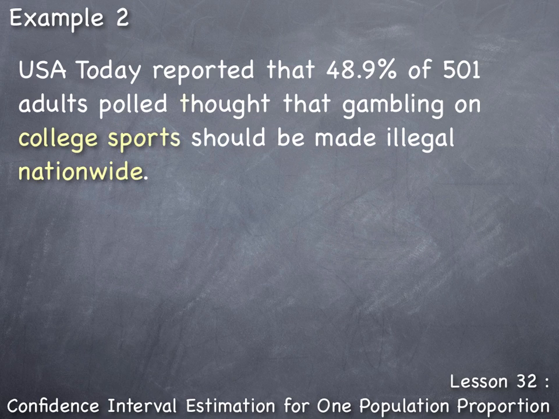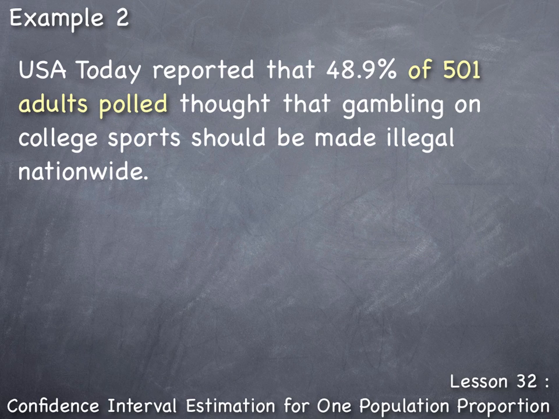When we're told that 48.9% thought that gambling on college sports should be made illegal nationwide, we were given the sample proportion, p hat. Thus, p hat equals 0.489. And this percentage was of 501 adults polled. This gives us the sample size n, which equals 501. This is a sufficiently large sample.